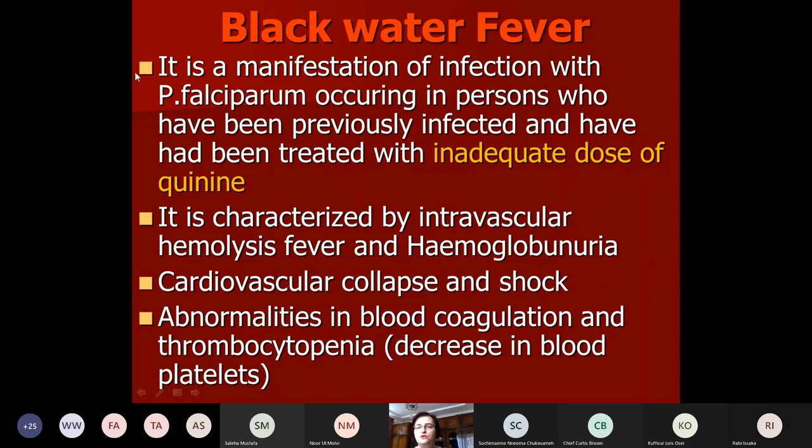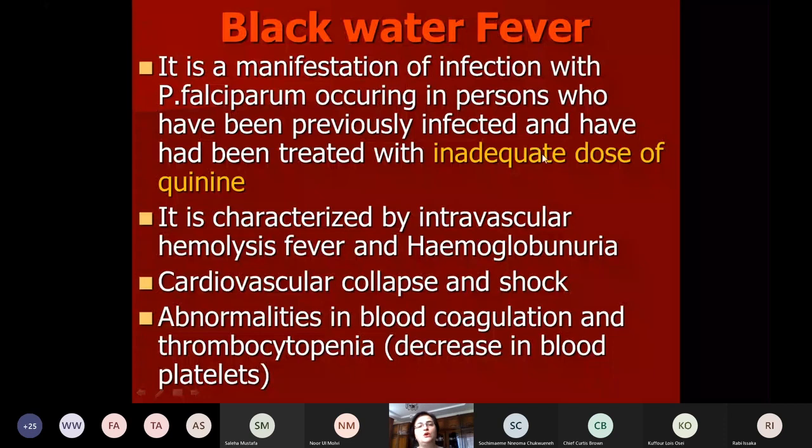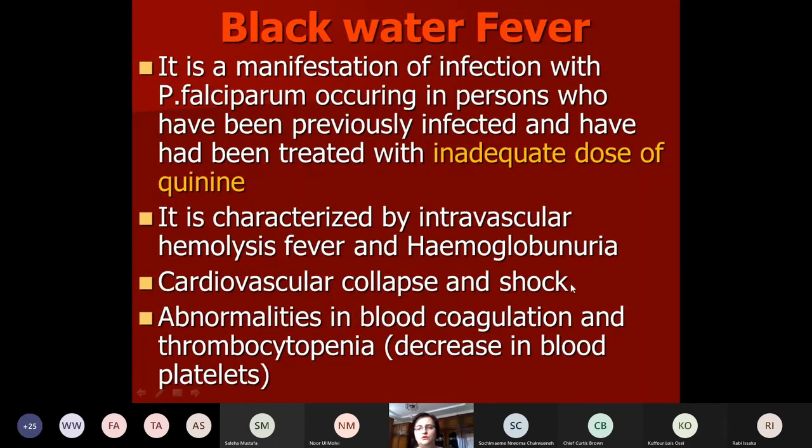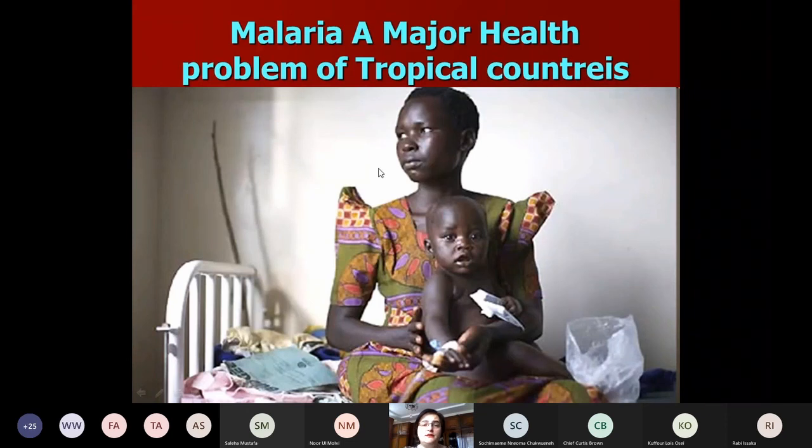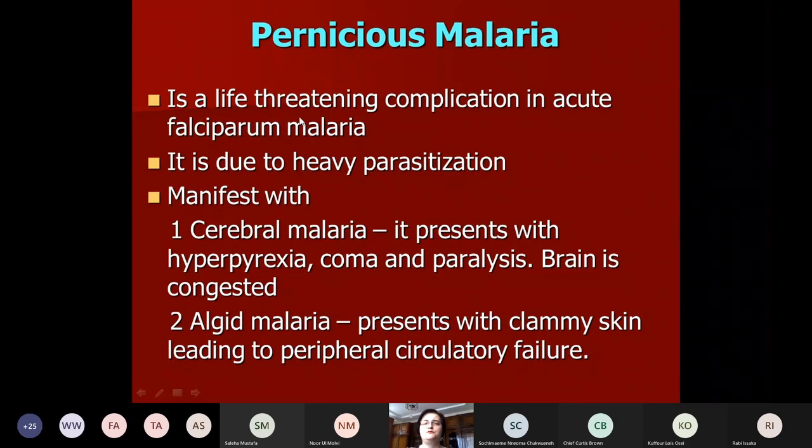It is a manifestation of infection with Plasmodium falciparum occurring in persons who have been previously infected and had been treated with an inadequate dose of quinine. It is characterized by intravascular hemolysis, fever, and hemoglobinuria. Cardiovascular collapse and shock can occur, with abnormalities in blood coagulation and thrombocytopenia, a decrease in blood platelets. Yes, malaria is a major health problem in tropical countries.